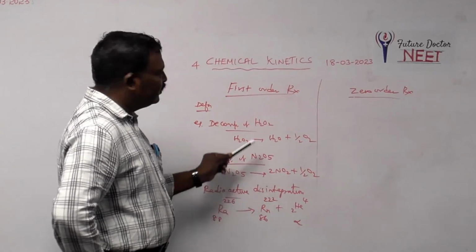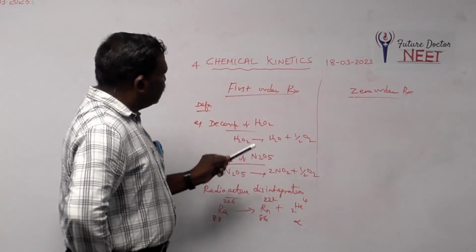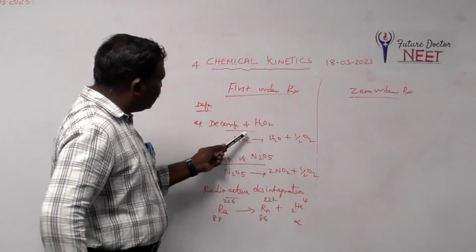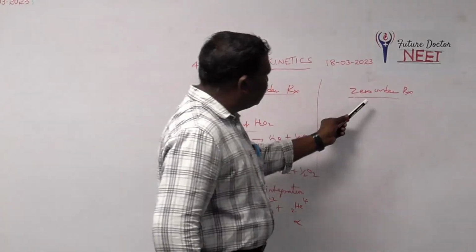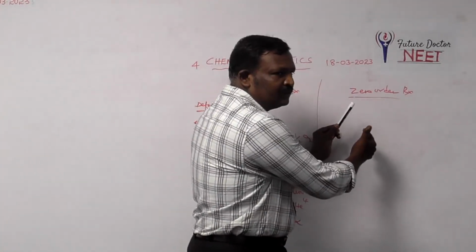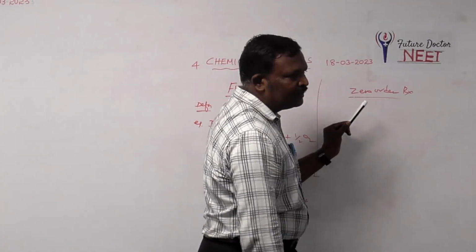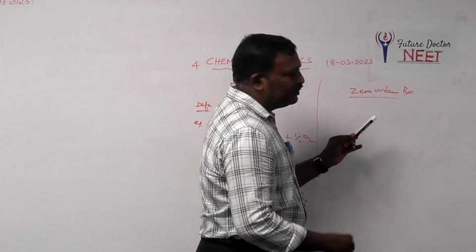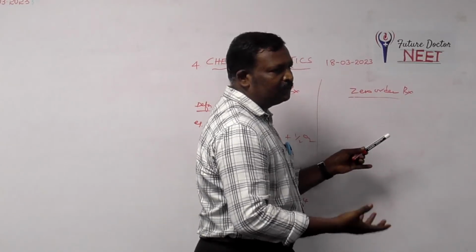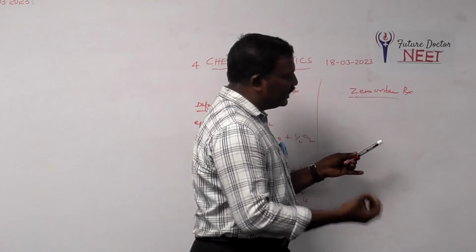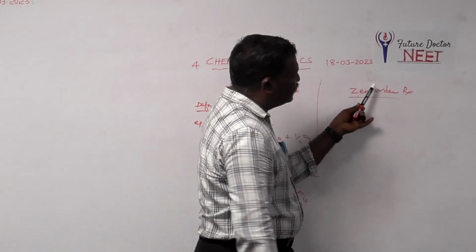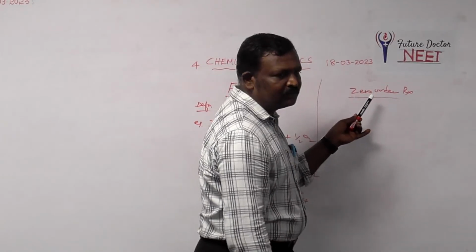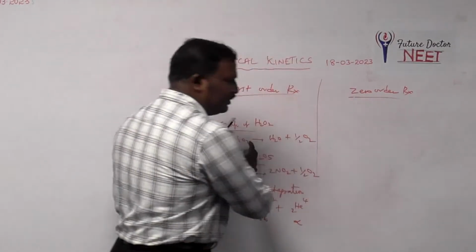See, this reaction depends upon the initial concentration of the reactant. But here, even though we are taking the reactant, the reaction will not start. It needs some factor: temperature, pressure, or catalyst. Then only the reaction goes on. That's why it's called a zero order reaction.